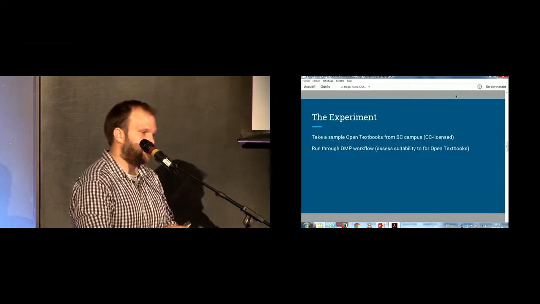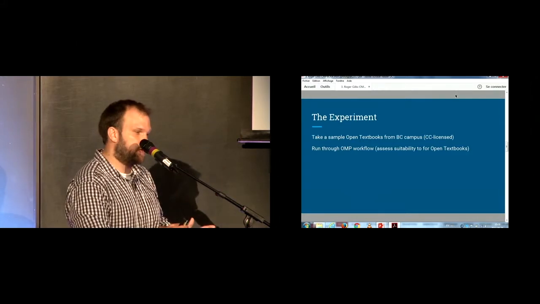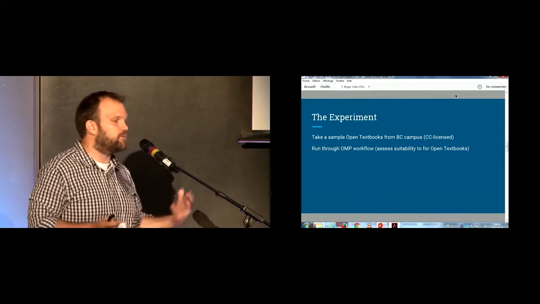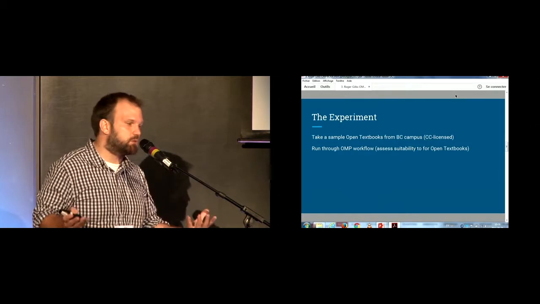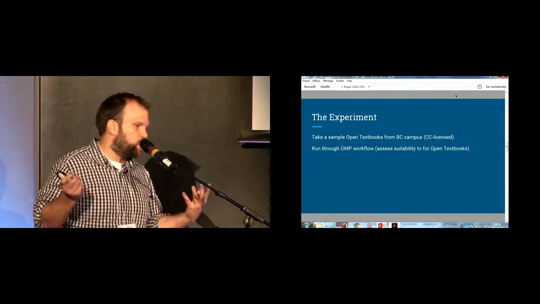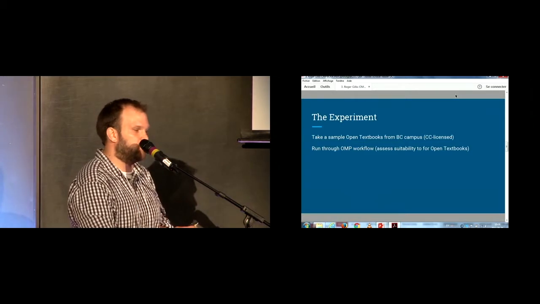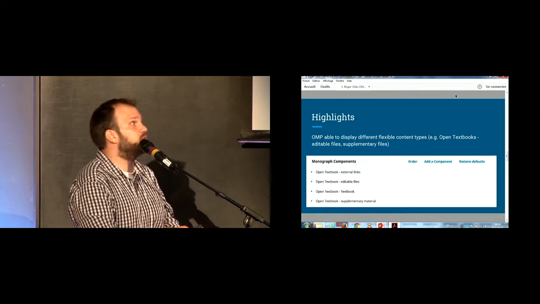So what I did was I have a test instance of OMP running at my institution, and I took a sample textbook from BC Campus and I ran it through the workflow with an eye to how these things would work in an open textbooks context. So I took the book, it was CC licensed, it could be reused, and just some highlights from what I found as a result too.